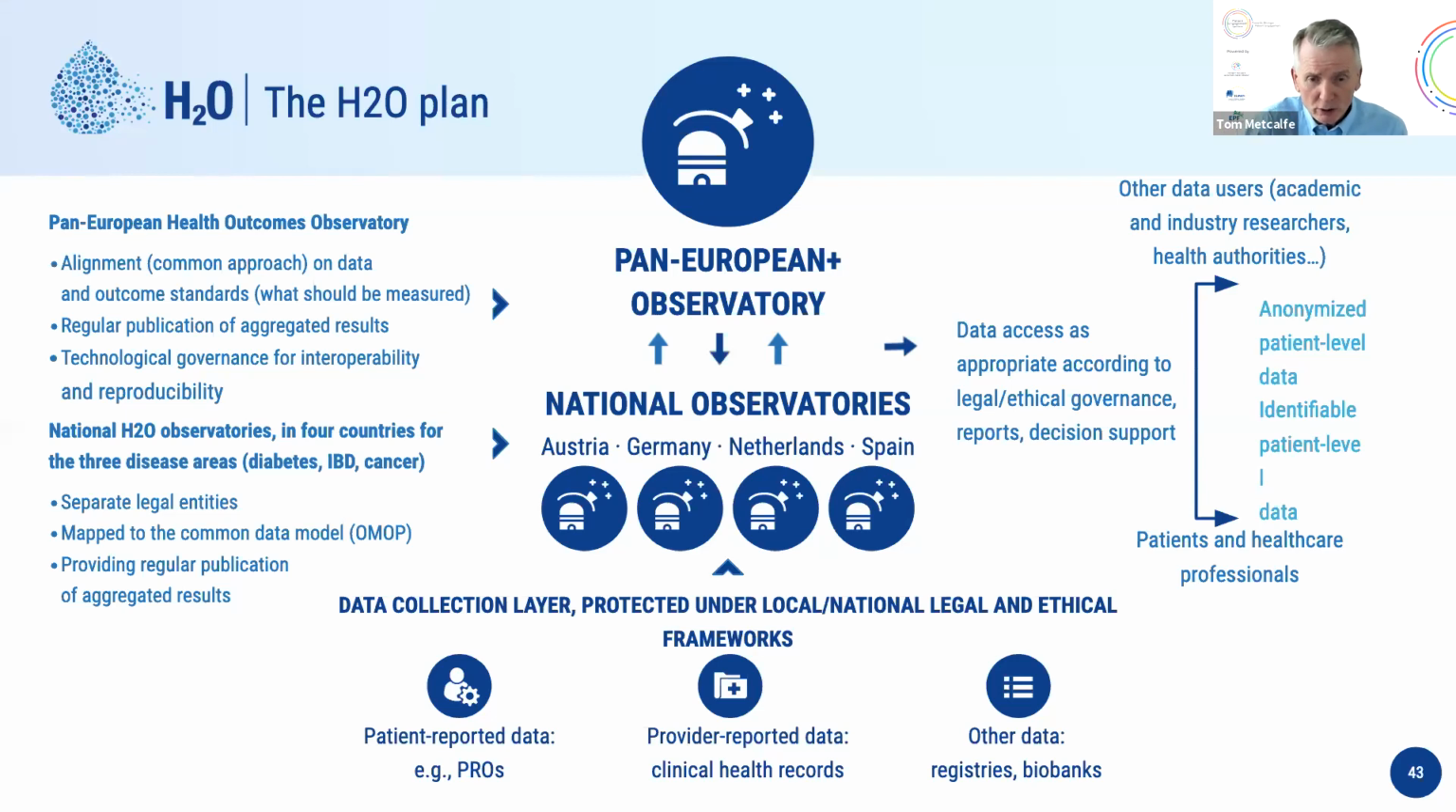So our plan for doing this is to create demonstration projects, essentially a big demonstration project, starting with 4 national observatories in Austria, Germany, the Netherlands, and Spain, in 3 disease areas, so in inflammatory bowel disease, in diabetes, and cancer. And first of all, to have an approach which means that we are collecting standardized data across all of these national observatories and across all of these diseases.